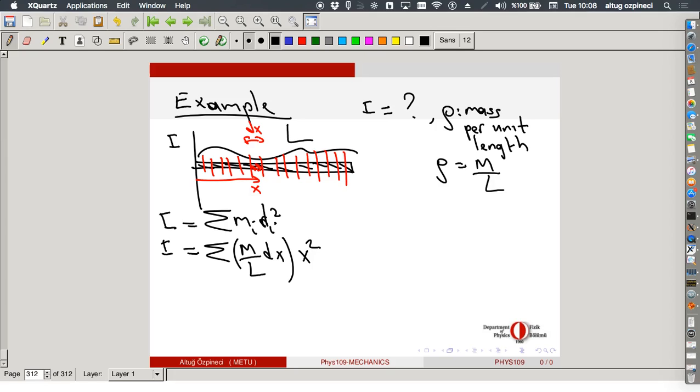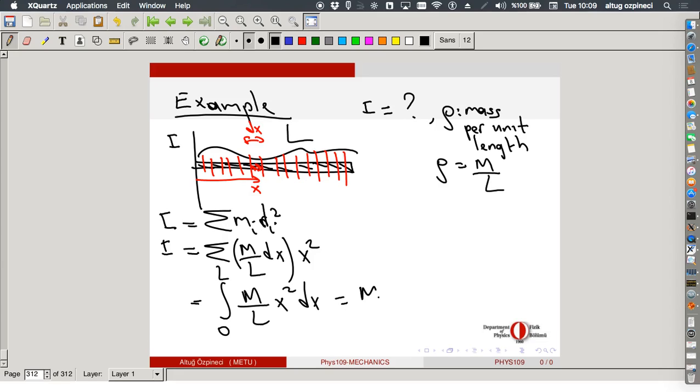Now I have to calculate this sum. But of course we will be taking the limit when each one of these segments is infinitesimally small. I have infinitely many of them. So that is nothing but my integral: m over L x squared dx. x starts from 0 up to the total length, it changes from 0 to L.